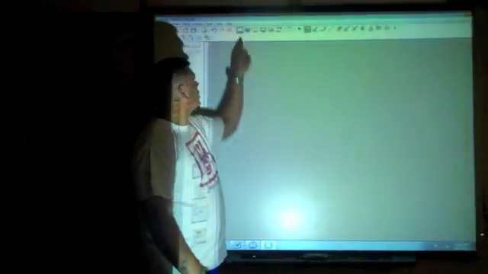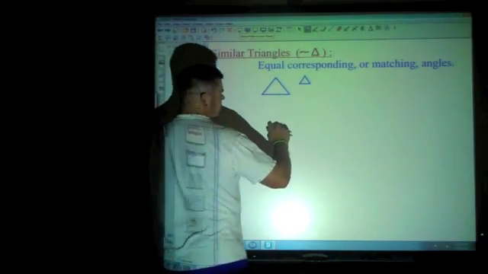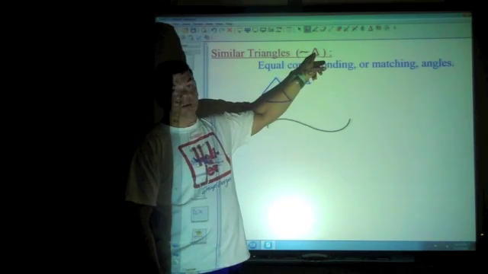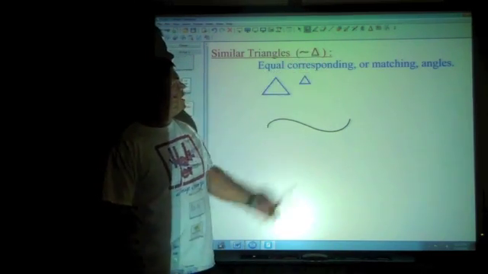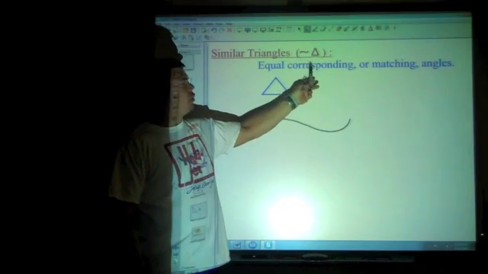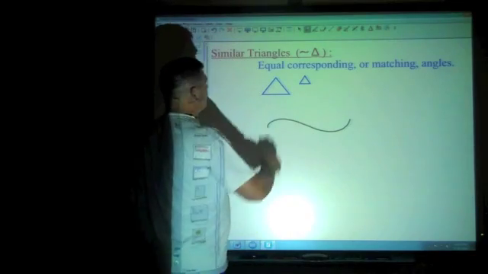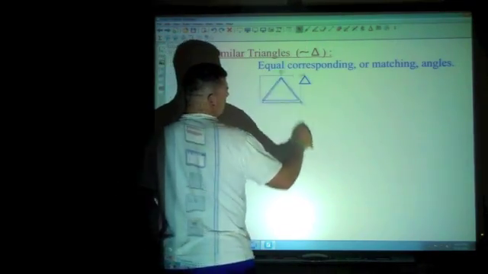We have the idea of what we call similar triangles. This is the symbol right here, making it a little bigger. That's the symbol for similar. And obviously, this is the symbol for triangle. Go figure. So we have similar triangles right here, which would have equal corresponding angles. Corresponding is just a fancy way of saying matching angles. So if we looked at two triangles, and this one right here being one of them.